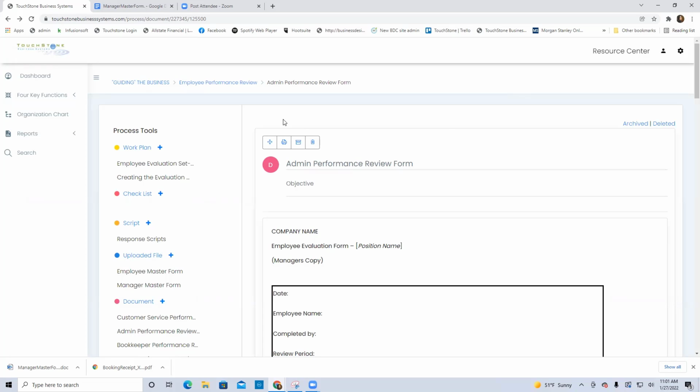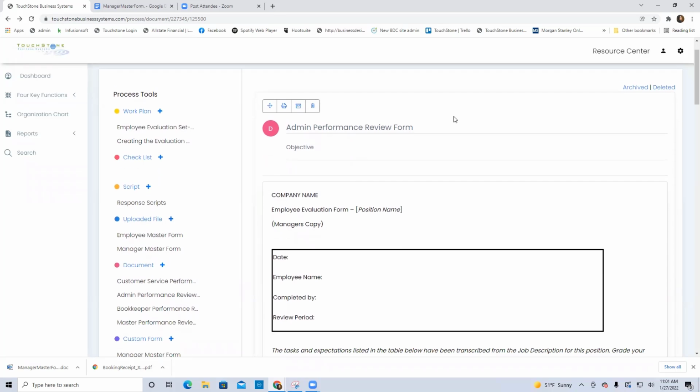Next week, we're going to be starting a conversation on how to document processes. So this is called the process tools page. Next week, we're going to talk about documenting work plans and checklists. The following week, we're going to cover the rest of the tools.